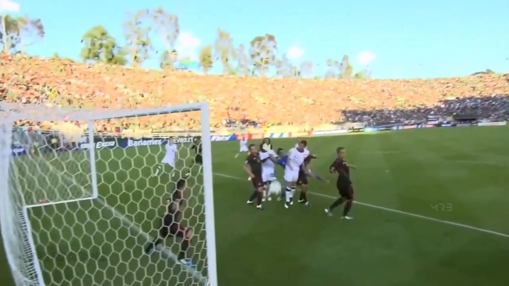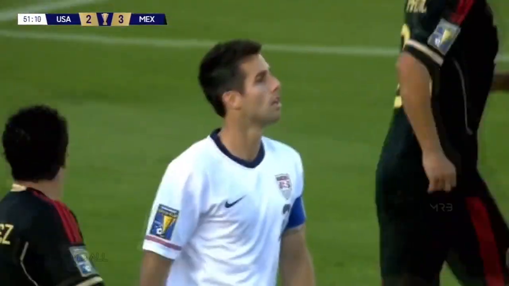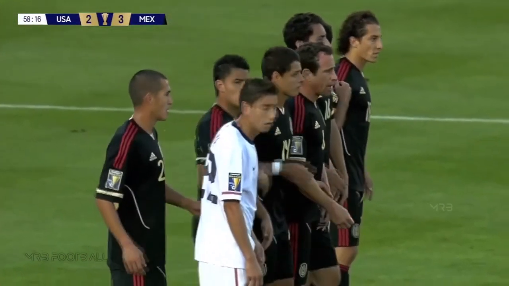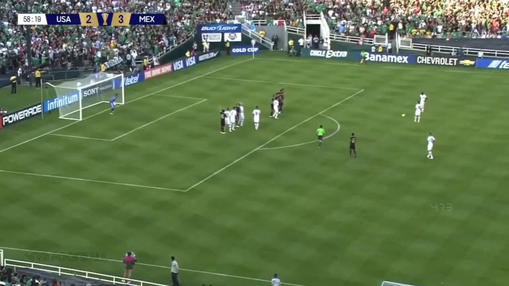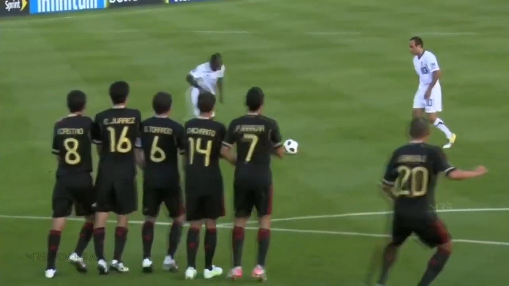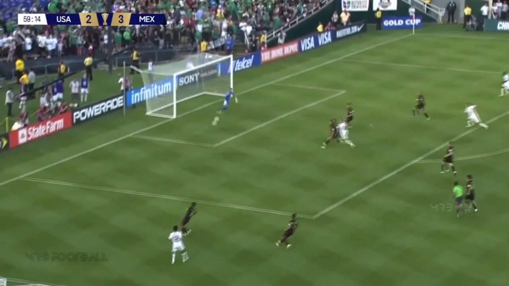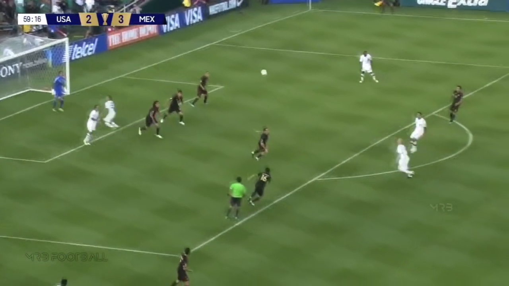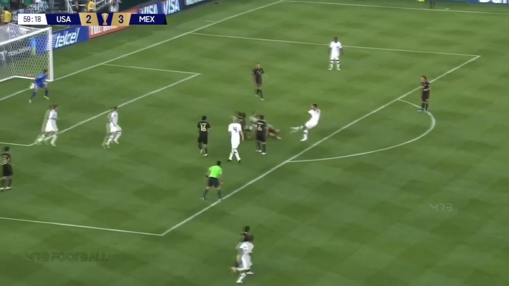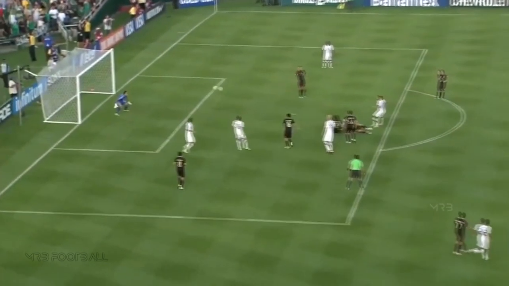Not a bad little, magnificent way this would be to level the match again. It's Freddy Adu, caught by Talavera. Earmarked for the upper corner. Back to the United States, Bornstein again, crossing. Comes out to Bradley. Dempsey off the crossbar and rings away.